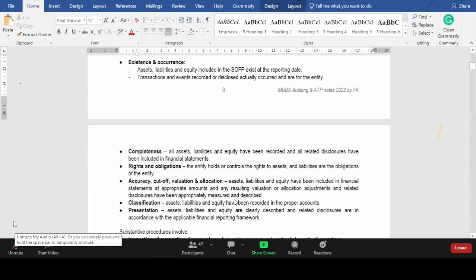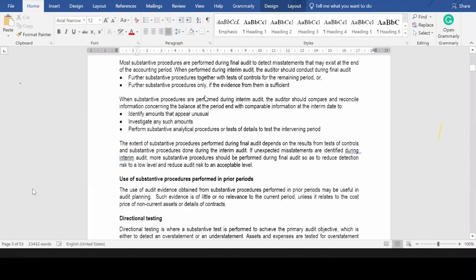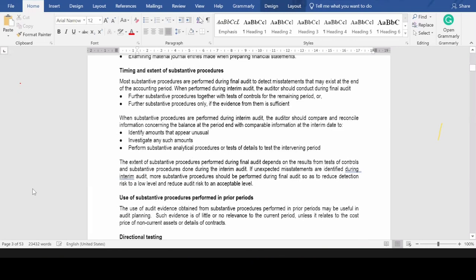Okay. So when do we perform substantive procedures? We're saying we're using them to audit financial statements. Financial statements, we normally have them after the year has ended. So we normally perform them during the final audit. Remember, there are 2 types of audits, final audit and the interim audit. Interim audit is conducted before the year end. So before year end, normally you don't have the financials.